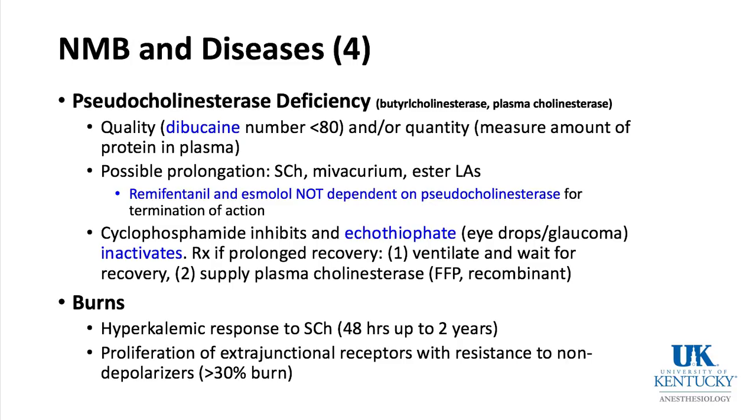Acetylcholinesterase deficiency, or butyrylcholinesterase or plasmacholinesterase deficiency. It can be a qualitative or a quantitative problem with the enzyme. A qualitative problem would be the patient with a Dibucaine number less than 80, where the amide local anesthetic Dibucaine inhibits the enzyme, less than 80%. Or it could be a liver not making the protein and there's not as much in the plasma. That would be a quantity problem.